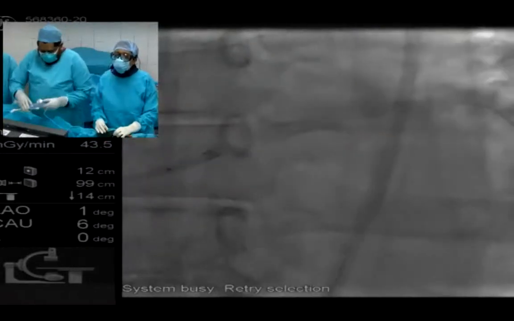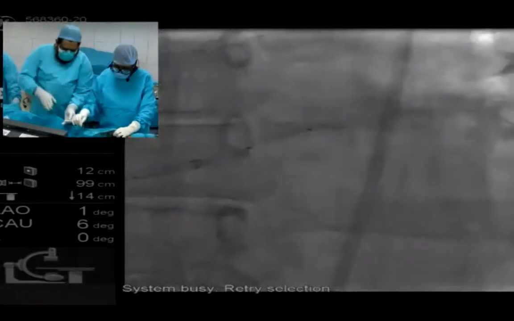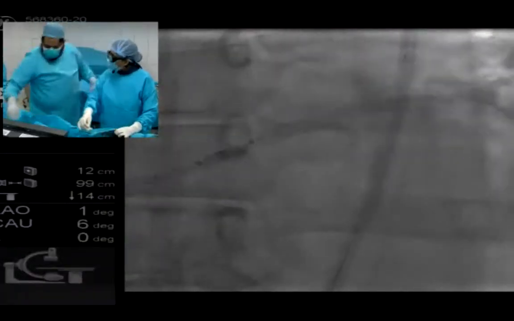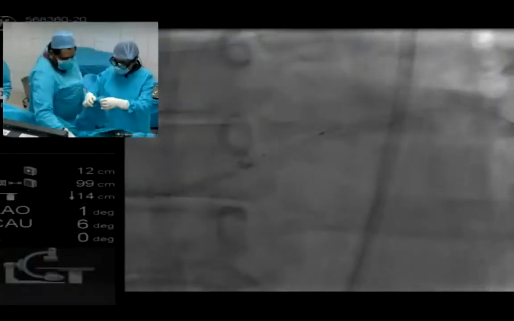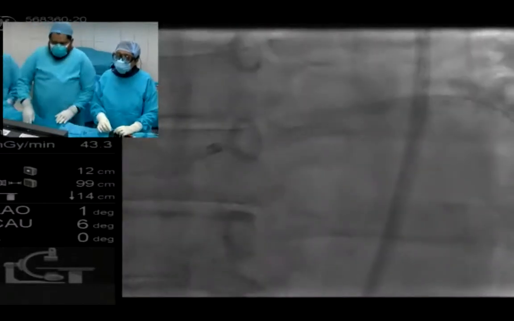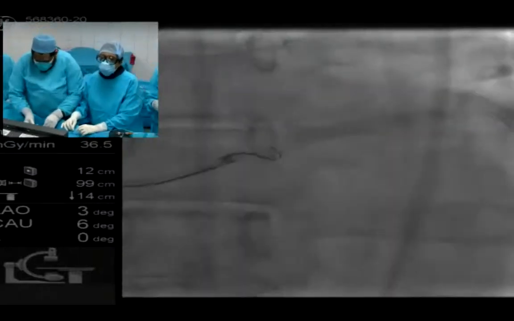So we've done our POT, and now we will attempt to wire the LCX. Our workhorse wire is Xion blue, and we've used Xion blue here. What was the pressure for POT? We went to 14. 4 by 14 pressure. What is the size of the POT balloon? 4 by 12 size. Okay, great. Thank you. So now we are again taking a fine cross with our Xion blue. And our workhorse wire in our cath lab is either a Xion blue or a Runthrough.